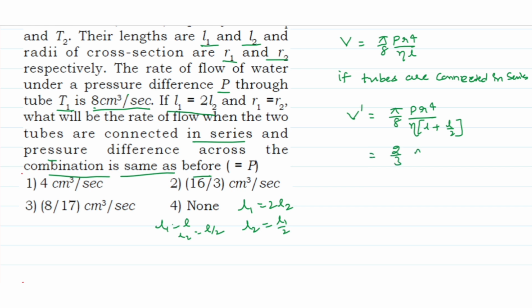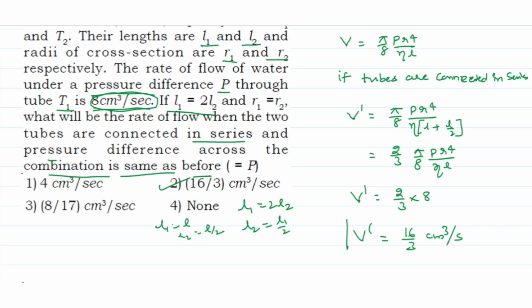2 by 3 into pi by 8 into P r power 4 by eta into L. The new volume will be equal to 2 by 3 into the initial volume flowing, which is 8 centimeter cube per second; you substitute that, and it is nothing but 16 by 3, the new volume of the liquid. So it is 16 by 3 centimeter cube per second. The options are given in centimeter cube, so we need not convert. So this will be the correct answer, 16 by 3 centimeter cube per second.